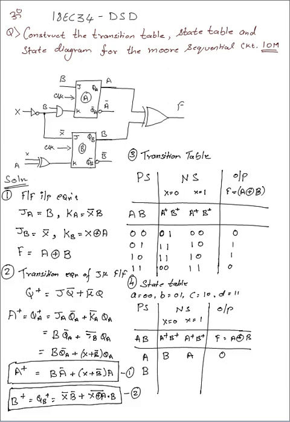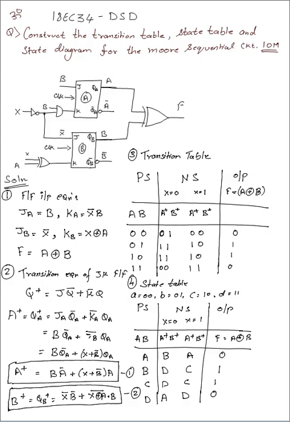Similarly, for B, if x is equal to 0, go to state D. If x is equal to 1, go to state C. Output is 1. Similarly, when it is in state C, go to D for x equal to 0 and stay in C for x equal to 1. When it is in state D, when input x is equal to 0, go to state A. When input x is equal to 1, go to state D and the final output would be 0. Understood? So, this is how we get the state table.